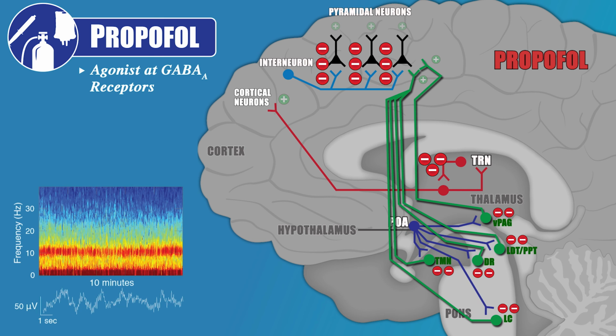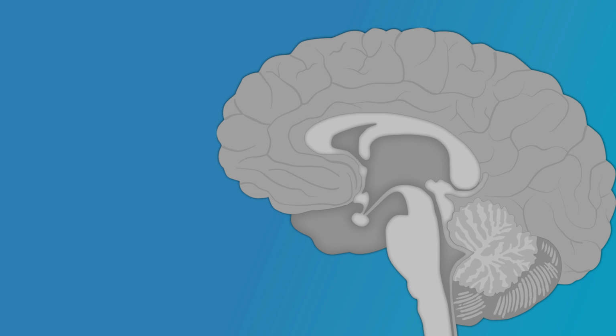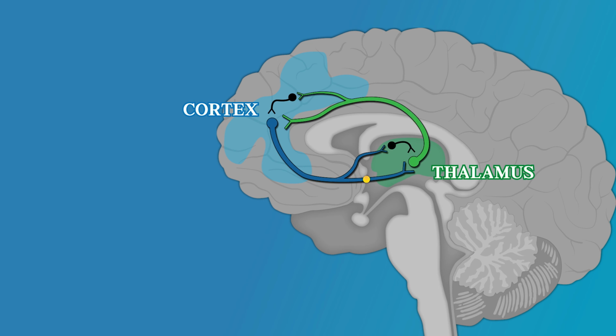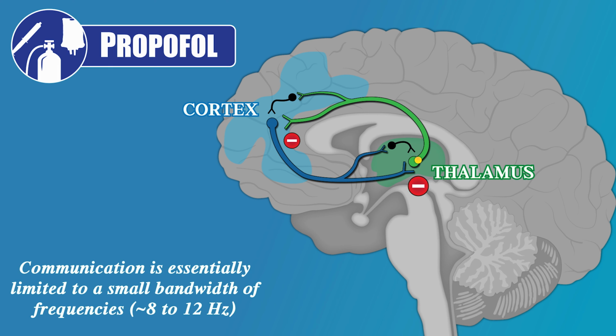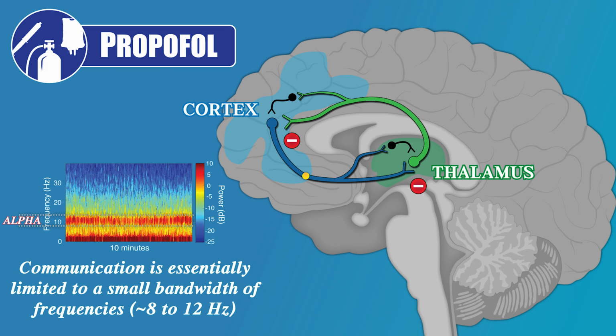So, how does this relate to our EEG signal? During consciousness, the cortex and thalamus are in constant communication across a wide range of frequencies. The thalamus quickly relays information from different sensory modalities to the cortex, which processes the information before relaying information back to the thalamus. When propofol is administered, it enhances inhibition in the cortex and thalamus, serving to slow down communication. Rather than communicating across a wide range of frequencies, communication is essentially limited to a small bandwidth of frequencies, around 8 to 12 Hz. Hence, the alpha component of our typical propofol EEG pattern.